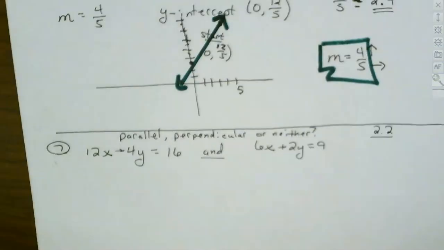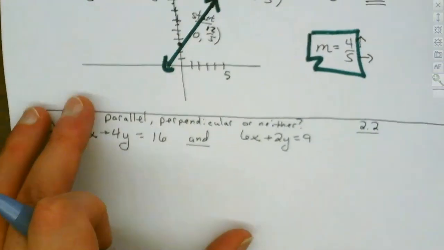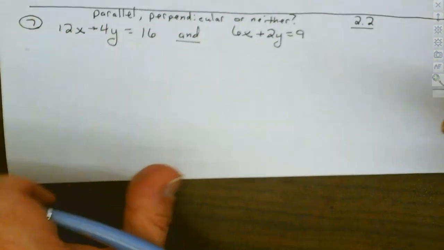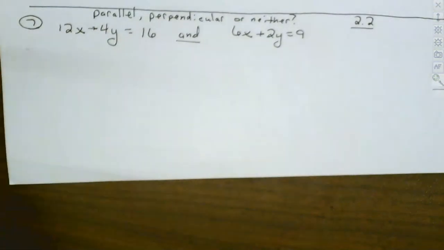How do we know if they are parallel, perpendicular, or neither? If we want to see how they relate to each other, we have to come up with our slope. We just found our slope a minute ago on question 4 by solving for y. So that's what we're going to do here. We're going to solve them for y and reduce them down, and then compare the numbers in front of the x. That's your slope.